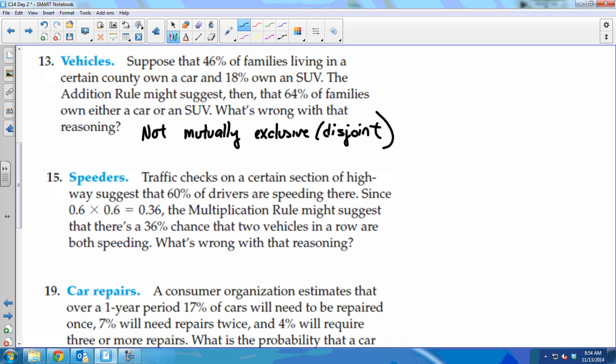Right, why are these not independent? Think about your driving habits on the highway, out on the Purchase Parkway or something. If the person in front of you is speeding, you're probably going to be speeding as well. If the person in front of you is slow, until you can pass them, you're going to be slow as well. So those aren't independent events. One car is influencing the other.